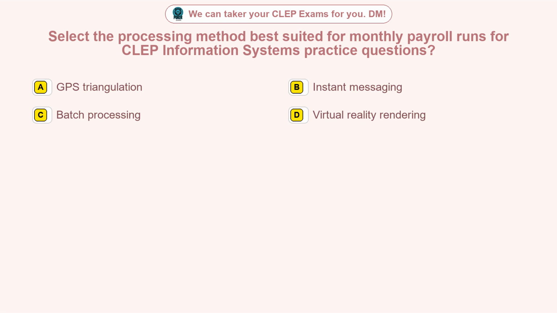Question 22. Select a processing method best suited for monthly payroll runs for CLEP Information Systems practice questions. Option A, GPS triangulation. Option B, instant messaging. Option C, batch processing. Option D, virtual reality rendering. The correct answer is option C, batch processing.